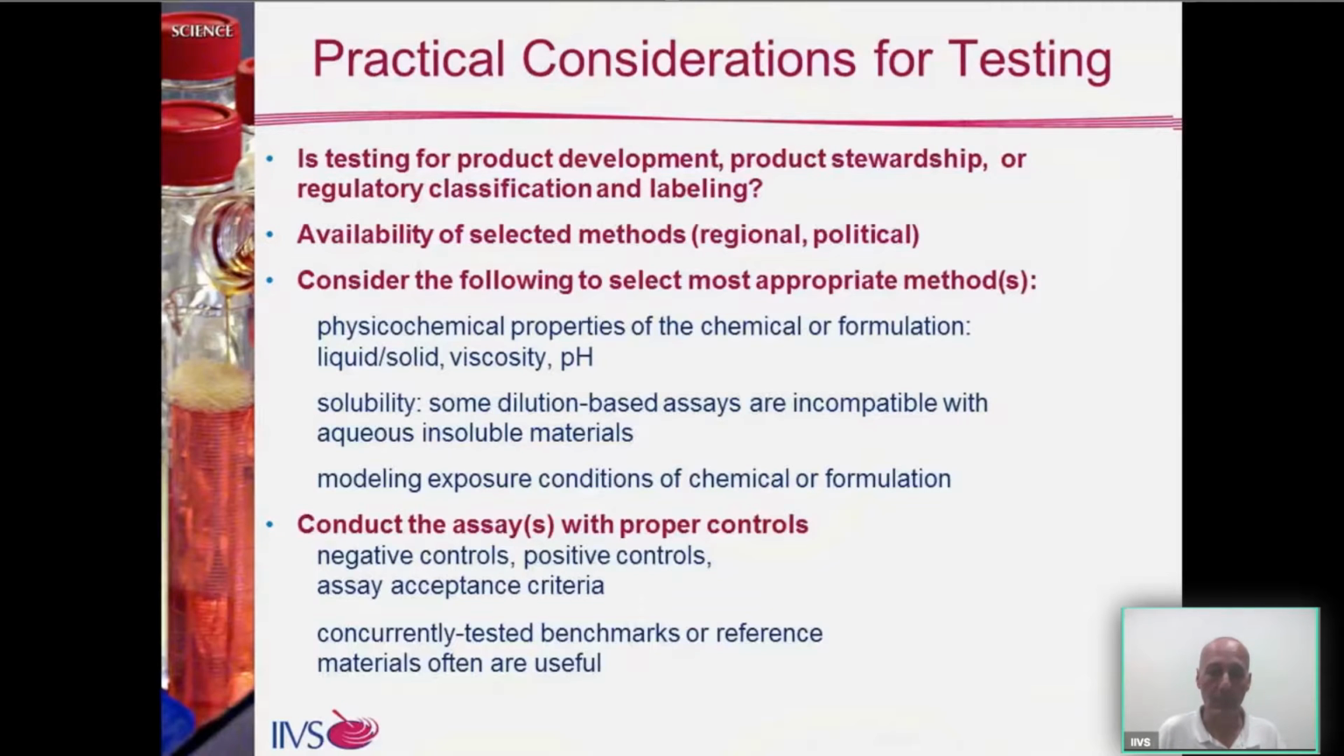And just as a point to make, in all in vitro test method testing, whether it's for regulatory purposes or for in-house, consider that one should include negative controls, positive controls, and have appropriate acceptance criteria. Concurrently tested benchmarks or reference materials are often very helpful to evaluate the results from these in vitro test method tests of individual unknown chemicals and help relate those back to what we know about the same behaviors of those chemicals with known benchmarks or reference materials.